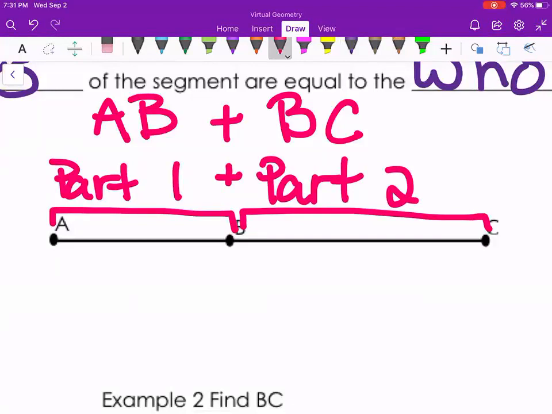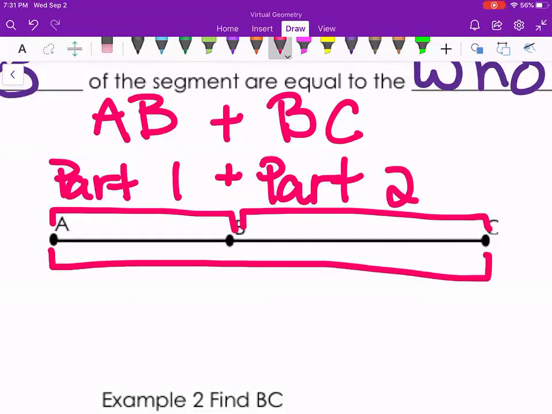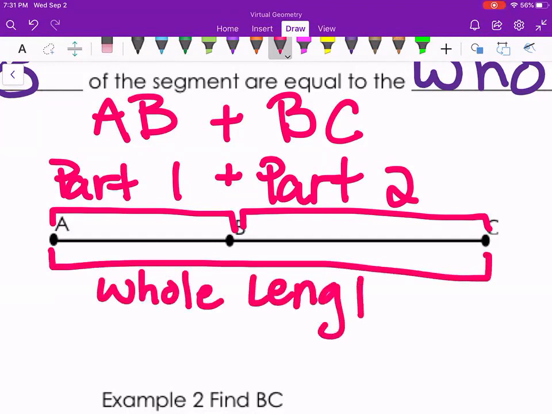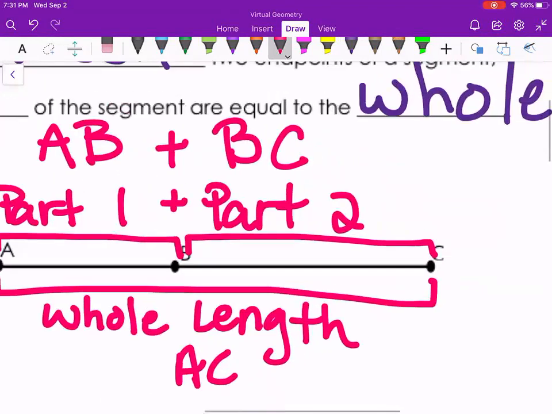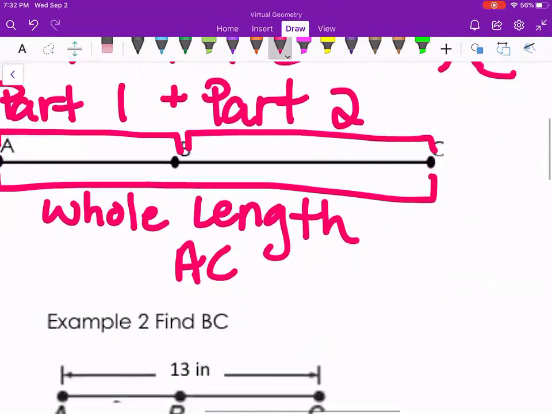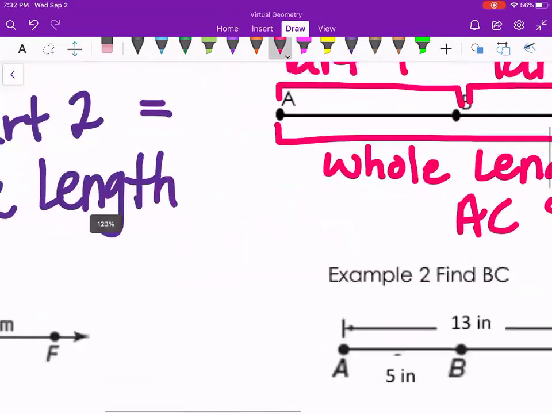So now our whole entire thing, beginning to end, that makes up your whole length. In this case, that's A to C. So AB plus BC should equal up in total to the length of AC. So let's try this out with a couple examples here.